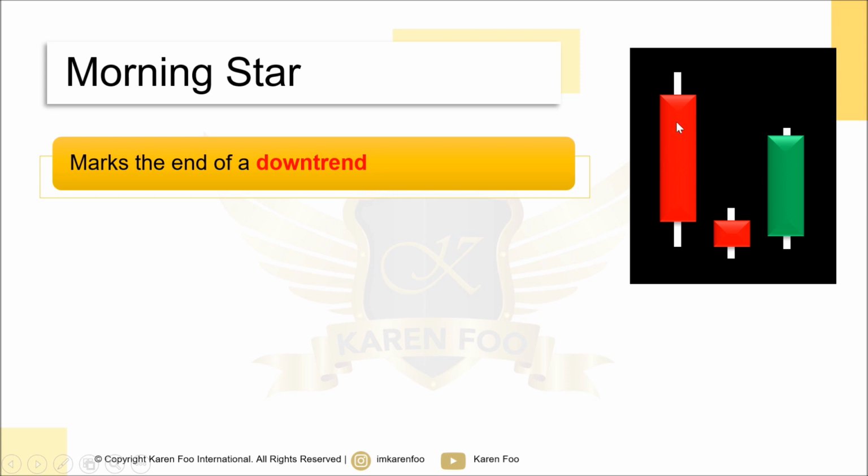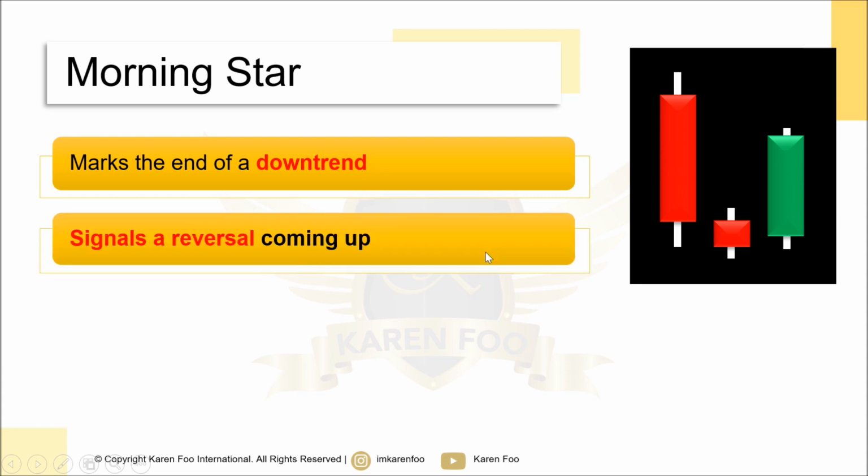Now, the first candle must be red, the second candle can be any color, then the third candle must be green. Okay? When you see this triple candlestick pattern, what does it mean? It tells you that the downtrend is going to end. So when you see this at the end of a downtrend, price is going to go up from there, and it signals a reversal coming up.